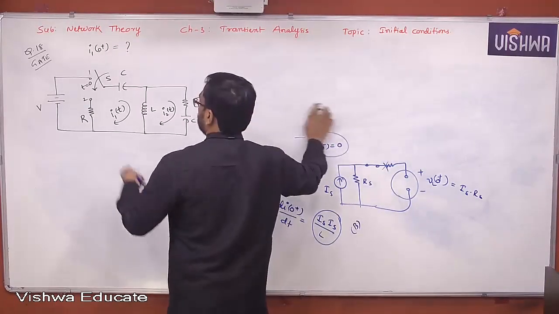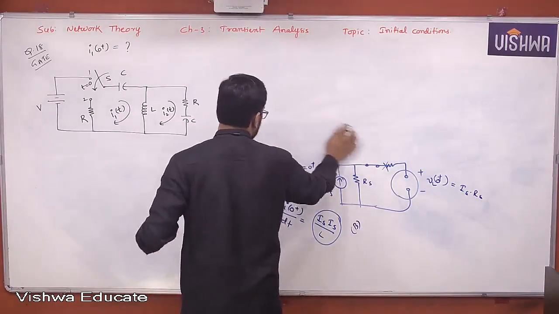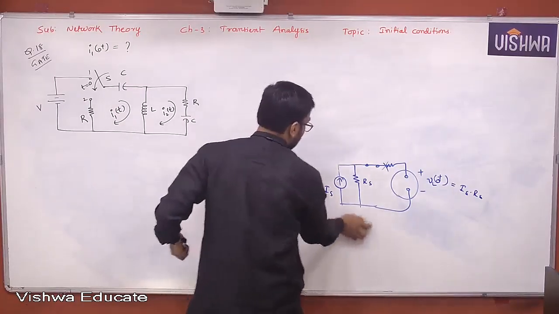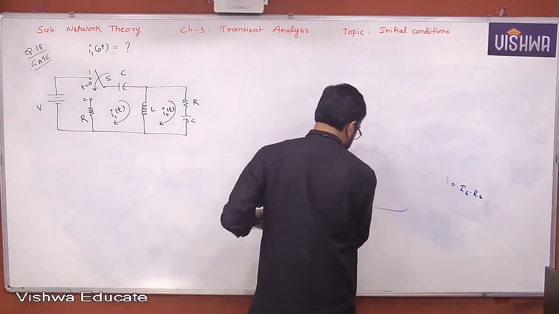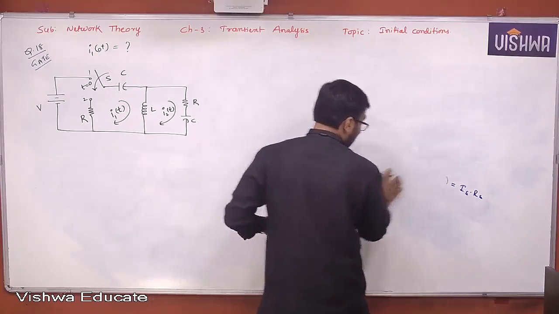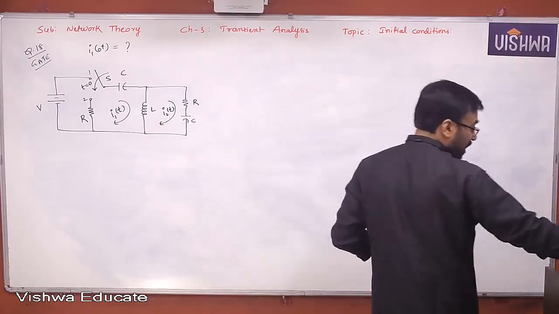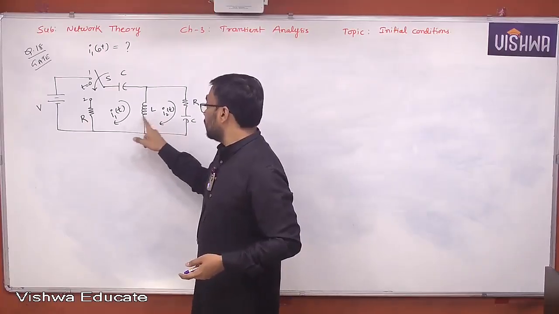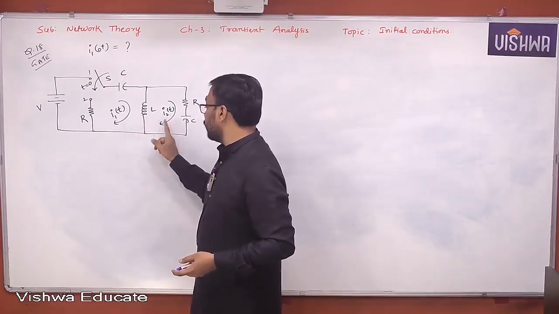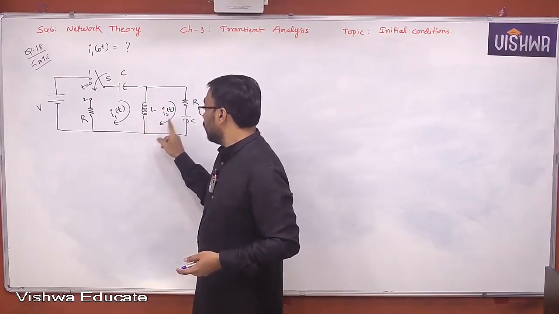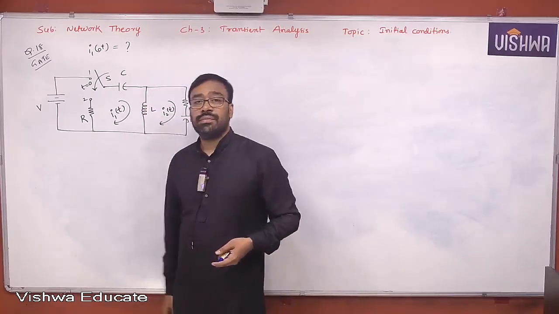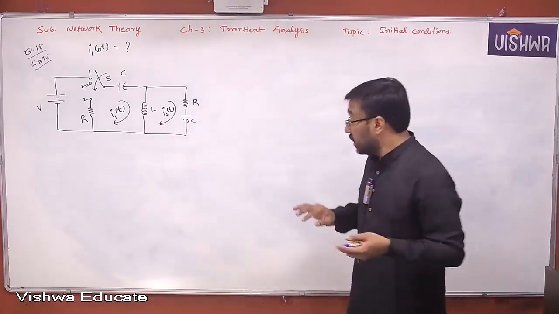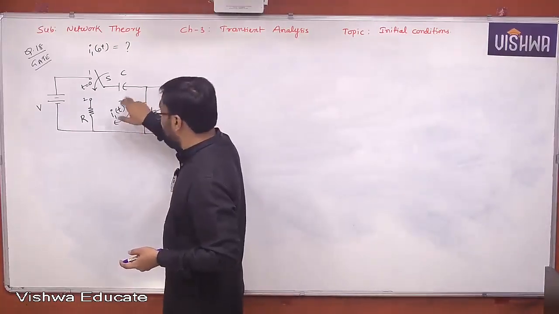Current through what? I1 is what actually here? Current through a loop, right? It's not current through the inductor. It looks like current through the inductor, but it's not. Because the current through the inductor is common to both the loops, right? I1 and I2 result in I1 minus I2 or I2 minus I1. So I1 is not current through the inductor. In fact, I1 is current through the capacitor.